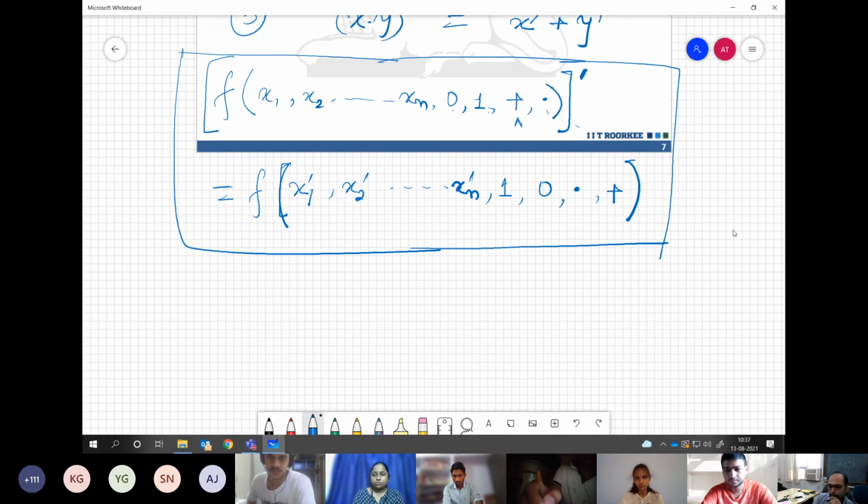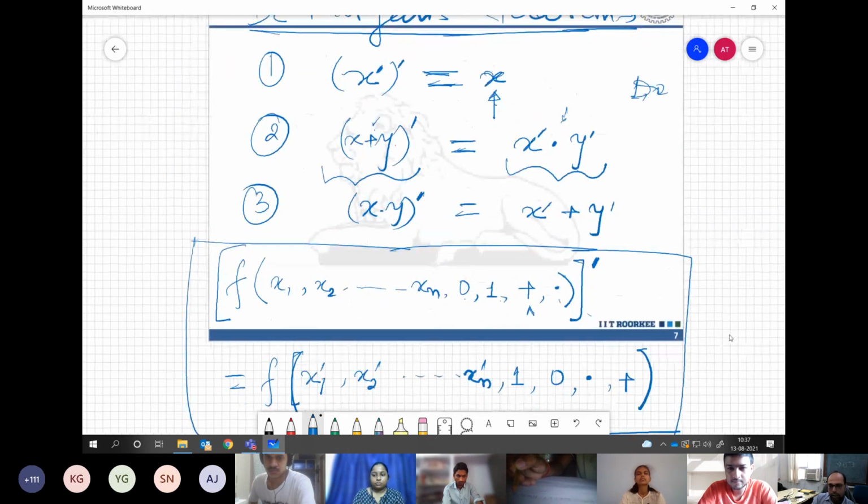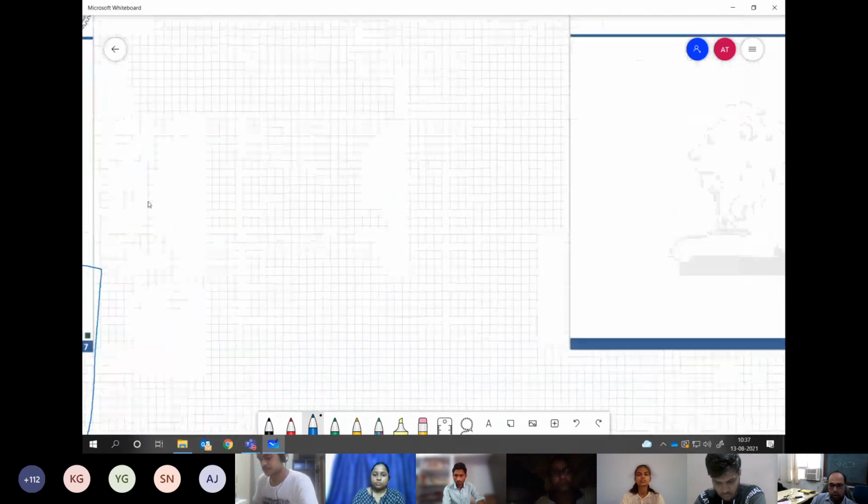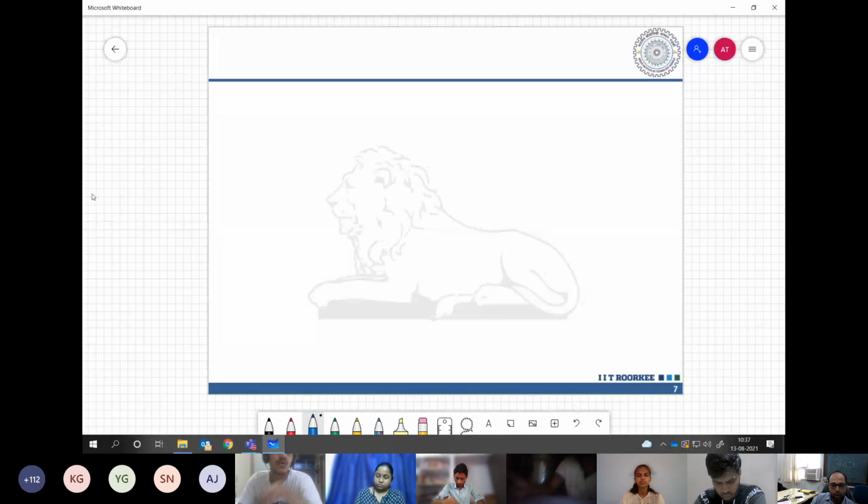And this is the same as what we have done previously, these three theorems plus the duality principle. In fact, this is also following the duality principle. So this is true for any system. Now let us utilize these rules, whatever we have understood so far, to simplify a simple switching function.